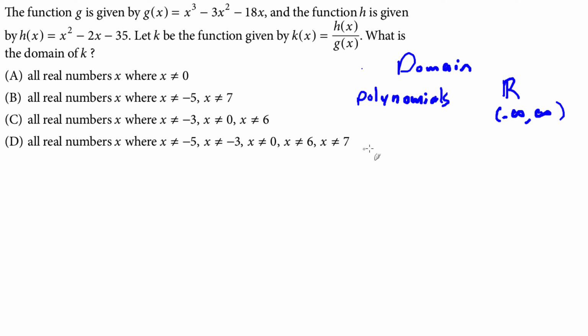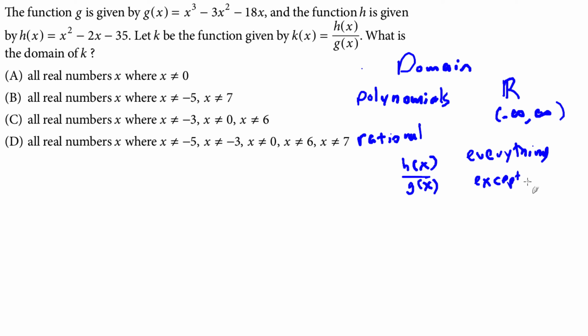But for a rational function, h of x over g of x, it is going to be everything except where g of x is 0. So we cannot divide by 0. Dividing by 0 is not well defined. So we basically can find the zeros of g, and that's what we need to remove from the domain.